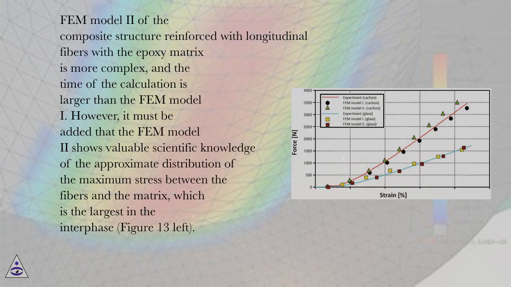FEM model 2 of the composite structure reinforced with longitudinal fibers with the epoxy matrix is more complex, and the time of the calculation is larger than the FEM model 1. However, it must be added that the FEM model 2 shows valuable scientific knowledge of the approximate distribution of the maximum stress between the fibers in the matrix, which is the largest in the interphase, figure 13 left.